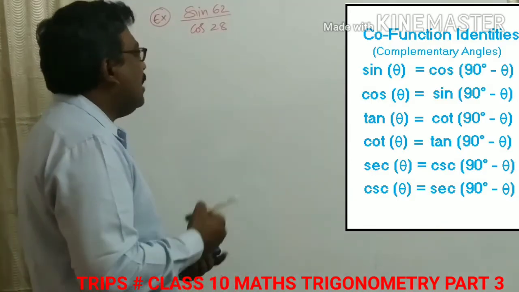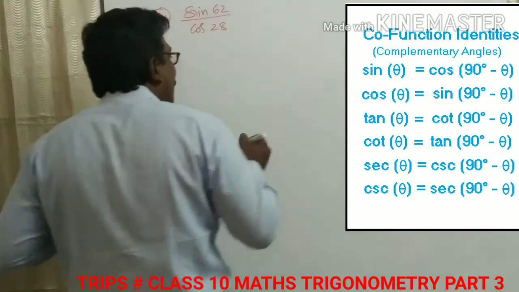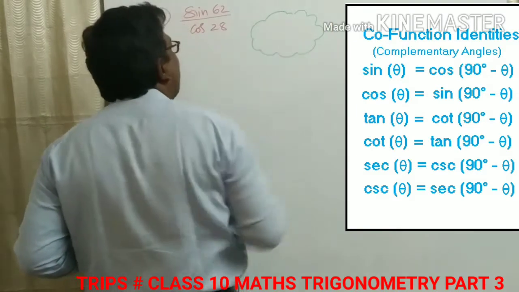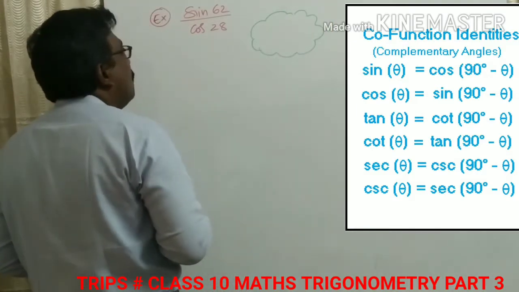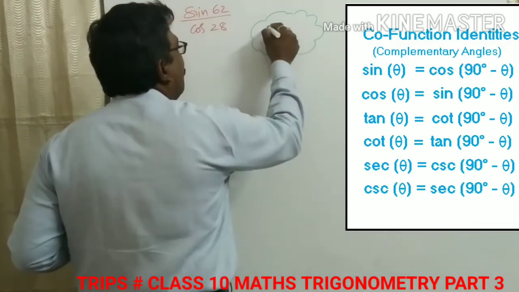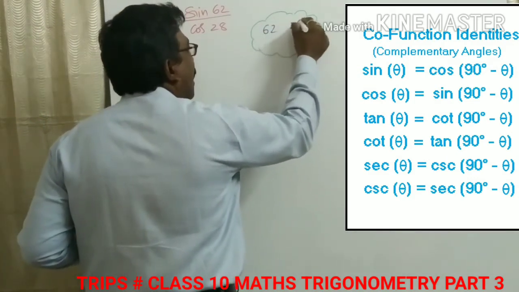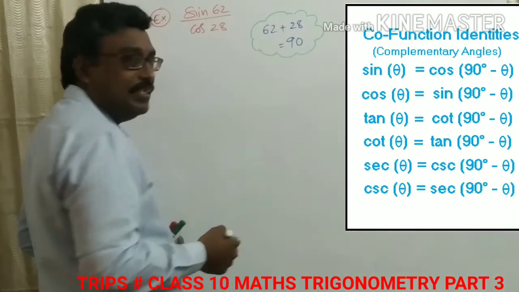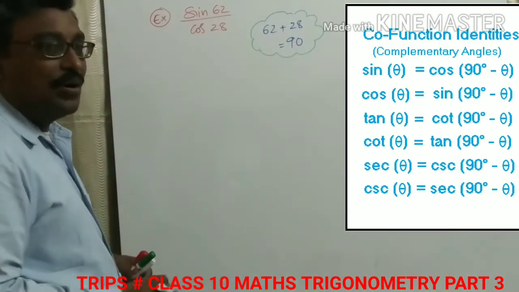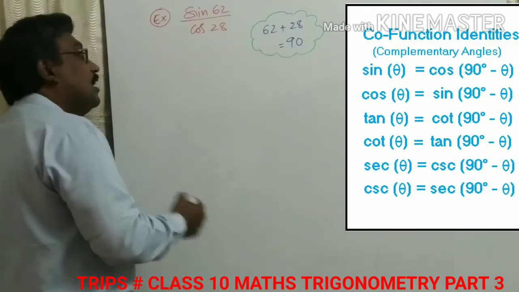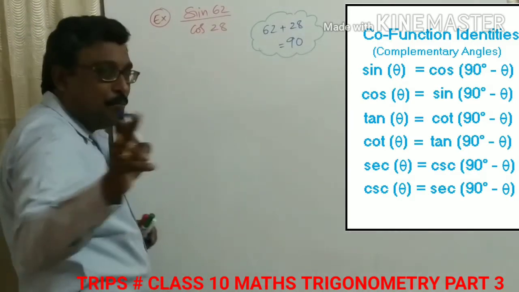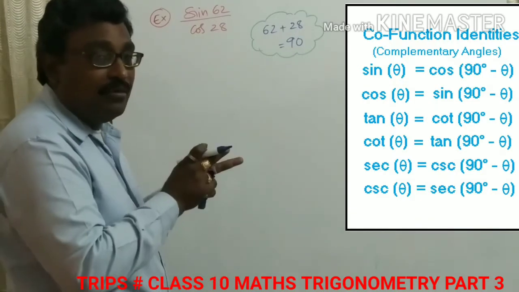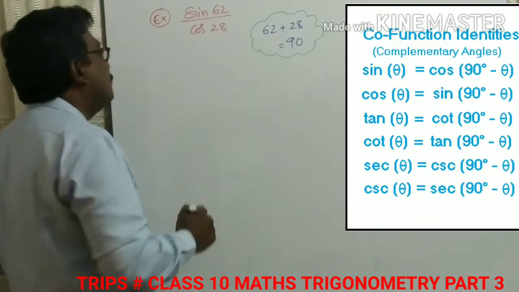If you observe one thing very clearly here, the two values are given: 62 and 28. If you add, you will get 90. Okay, so these two are complementary angles. Now change any one in terms of 90.